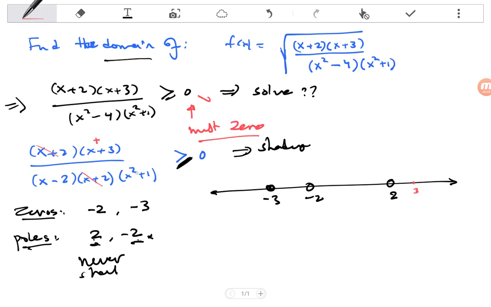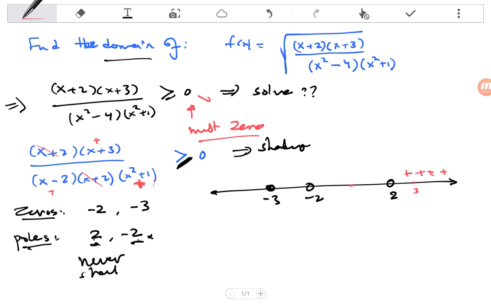Okay. What about x squared plus 1? What is its sign? This has a value that will always be positive. So for all the values, I may not check this bracket, because this bracket is always positive. Okay. Now for this bracket, 3 minus 2, that will be positive. So for this interval, that will be negative over negative, that will be positive.